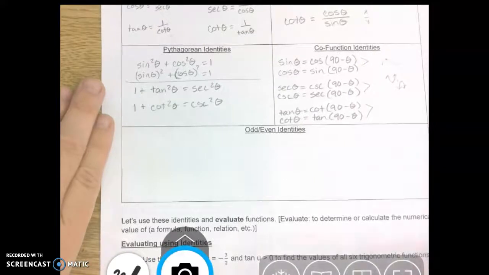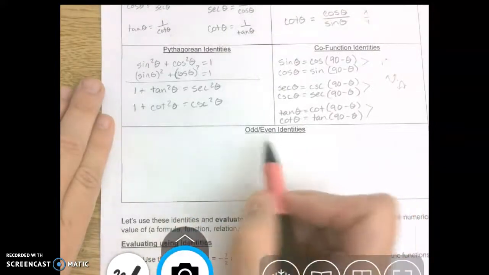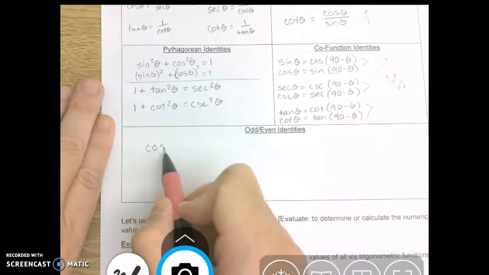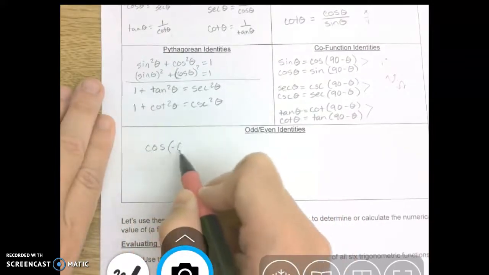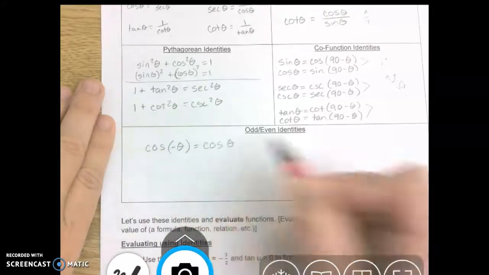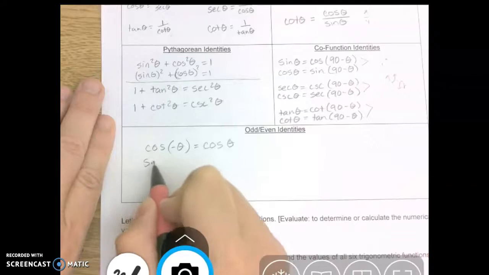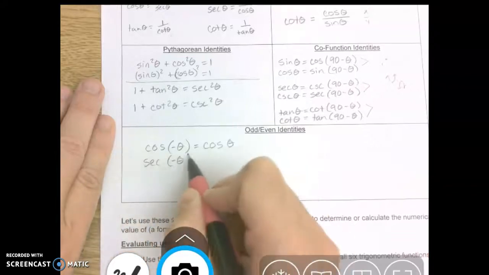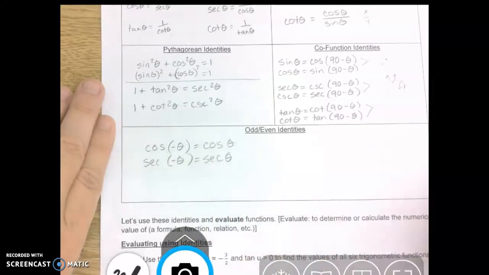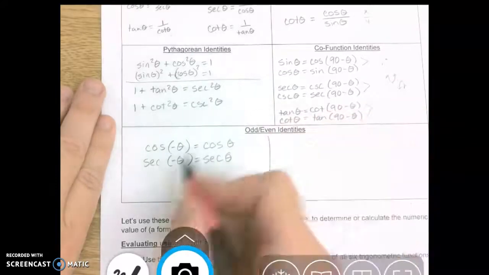Okay, odd and even identities. There's only one even, or one set of evens, and that's cosine. So if I have a negative angle, it's still going to equal the cosine of theta. And secant of negative theta is still going to equal the secant of whatever that theta was, positive. Those are my evens.